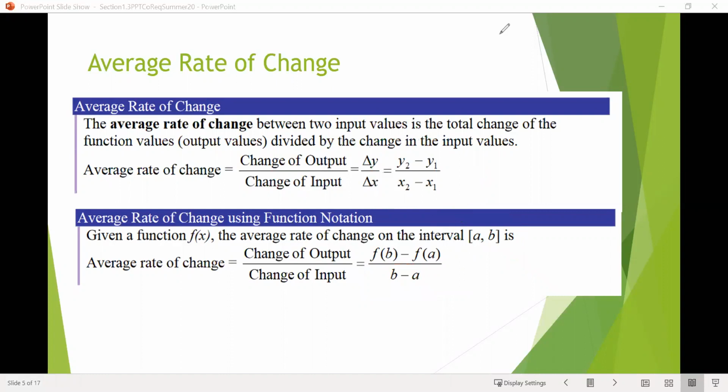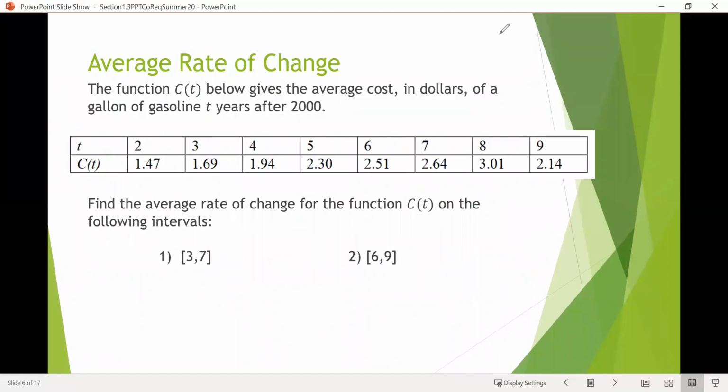As an example of that, I'm going to do the second one here. We're asked to find the average rate of change, back with our gas problem, over the interval from 6 to 9. I want to be very clear that the 6 and 9 are not coordinate points. Those are both input values. The 6 here corresponds to the 6 up here, and 9 corresponds to this.